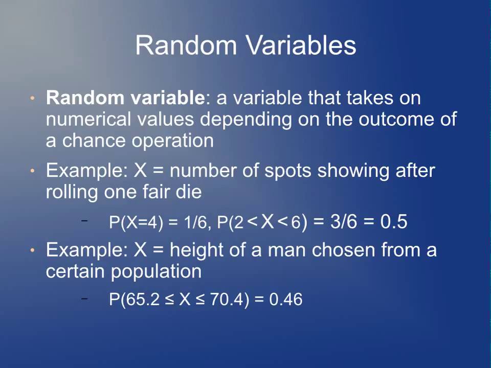You could also define what's known as a continuous random variable, which I'll define formally here in a minute, which can take on a continuous range. You could say the height of a given male selected from a certain population, and that could theoretically be any possible value within reason. So you could say the probability between 65.2 inches and 70.4 inches is about 0.46.